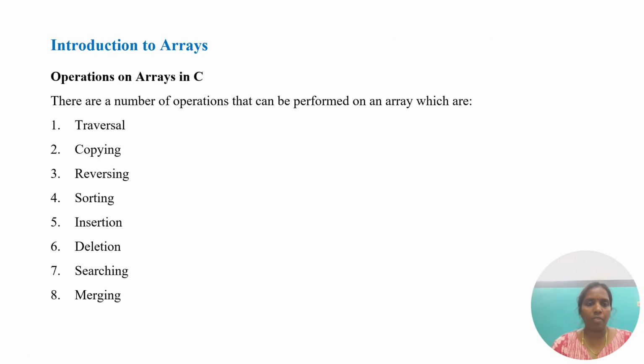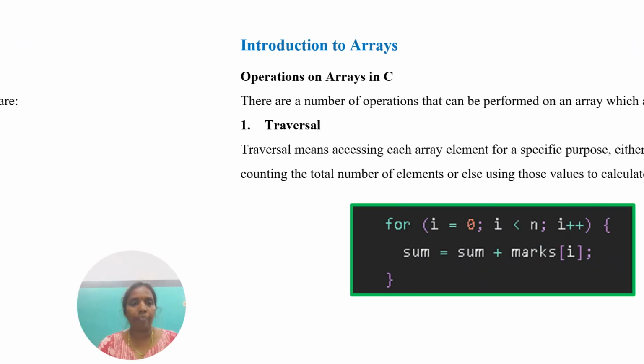So these are the following operations performed on an array. Those are traversal, copy an array, reversing an array, sorting. Sorting means to print the numbers in ascending or descending order. We can insert an element in an array, we can delete an element in an array, we can search whether a particular element is available in an array, and we can also merge arrays.